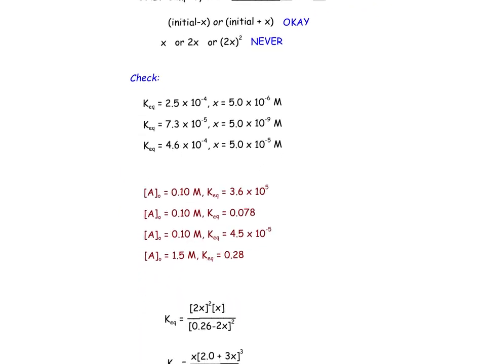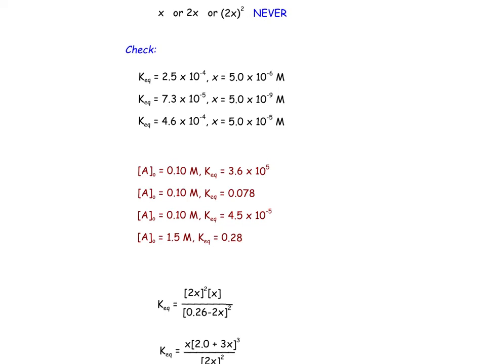So let's take a look at a couple of problems. The first thing I want you to do is pause the video and decide. If my equilibrium constant is given here and my x is given here, does the 5% rule work? Either check yes or no. For the first one, we end up with about 2%. How did I figure that out? 5 times 10 to the negative 6th over 2.5 times 10 to the negative 4th times 100 is 2%.